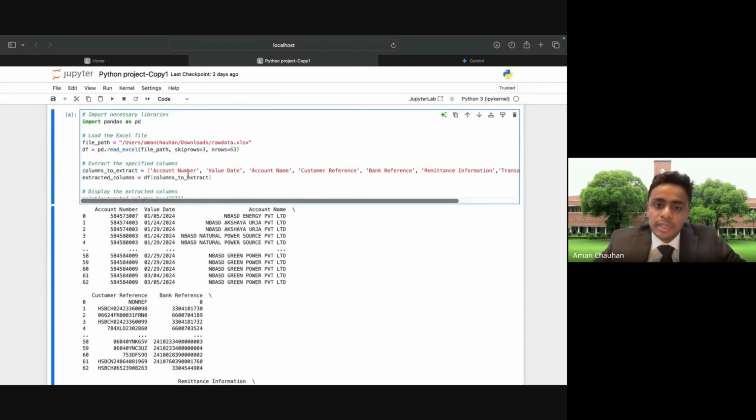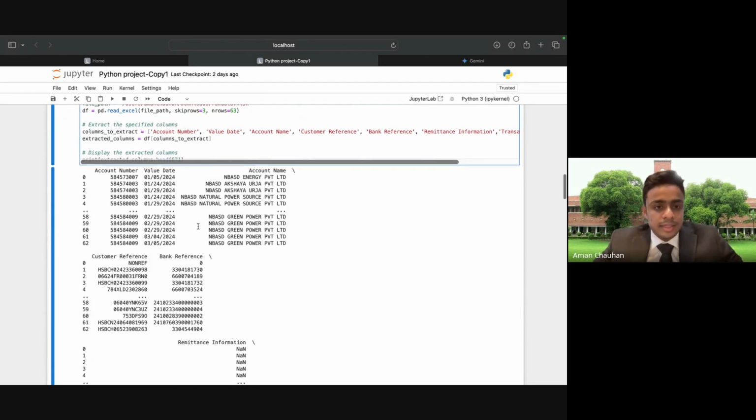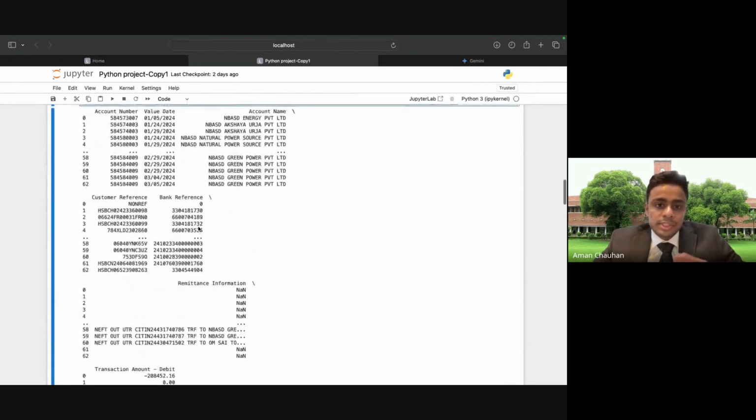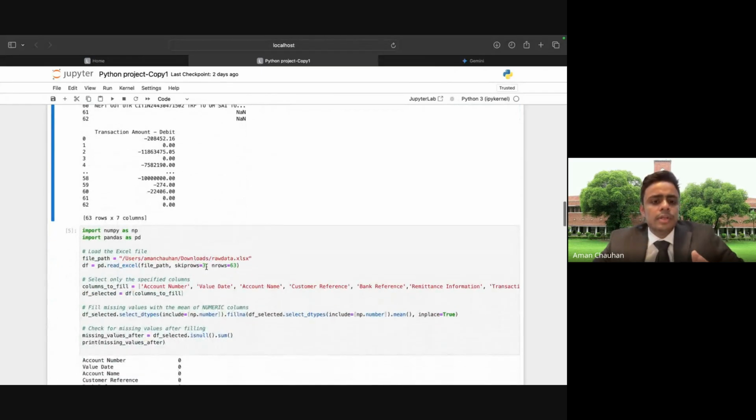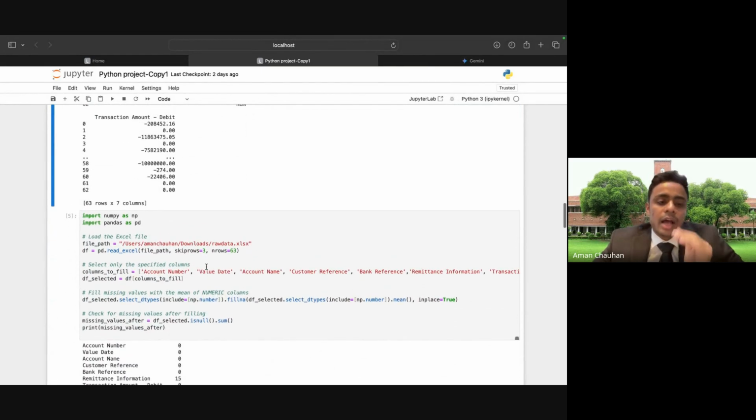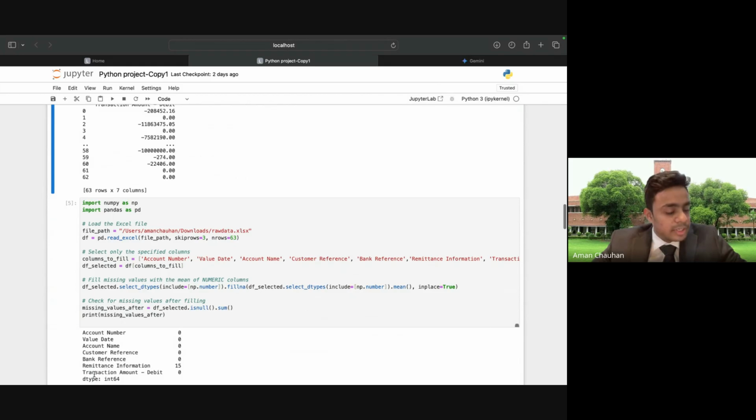So after giving this input, we get the processed data as needed, and it looks like this. Now, the basic problem was that our objective also involved that we should not take those columns, or we should identify those columns which have many of the values missing. For example, particularly this remittance information column was having various null values.